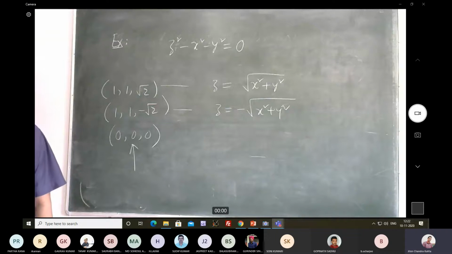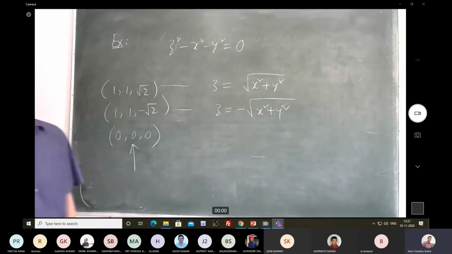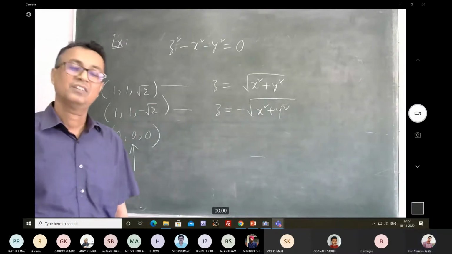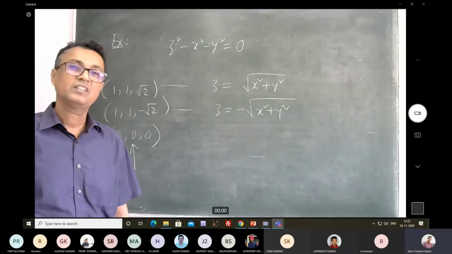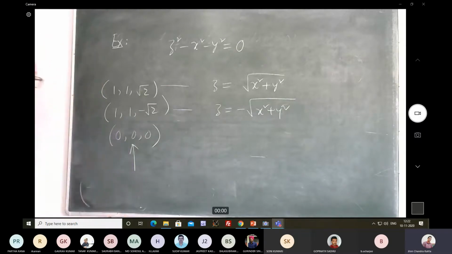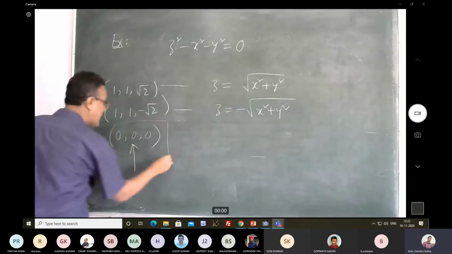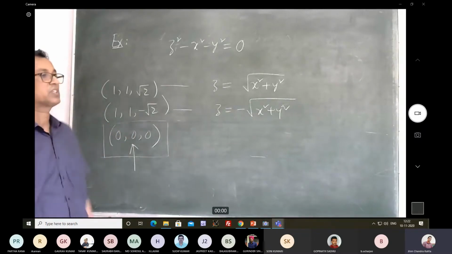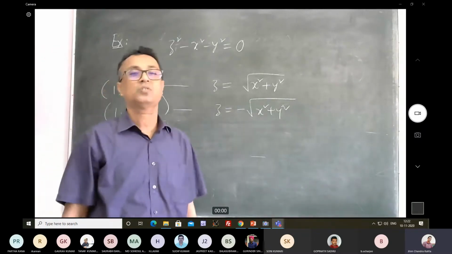What did the implicit function theorem tell you? That the partial derivative with respect to z at that particular point has to be non-vanishing, right? Is it okay? The partial derivative has to be non-vanishing. So at this point, it is not possible.